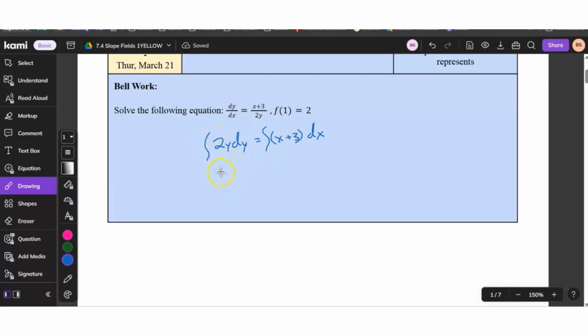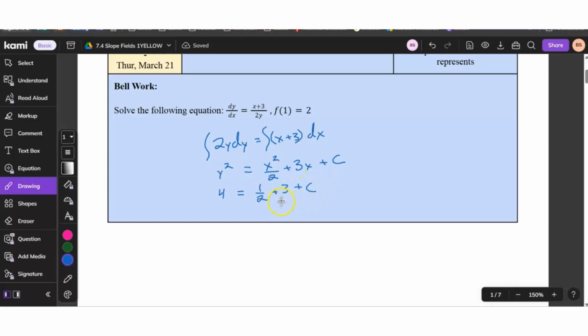So this side is going to be 2y squared over 2, or just y squared. This side over here is going to be x squared over 2 plus 3x plus c. Okay. Then if I'm trying to find c, now I plug in my initial condition of 1 and 2. So 2 squared is going to be 4. 1 squared is 1, so 1/2 plus 3 plus c.